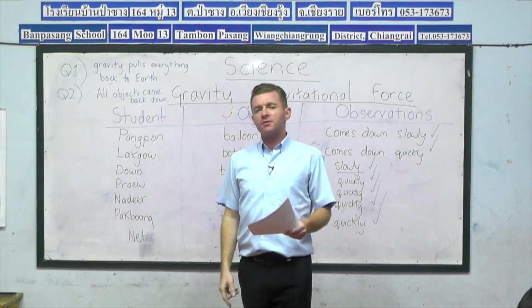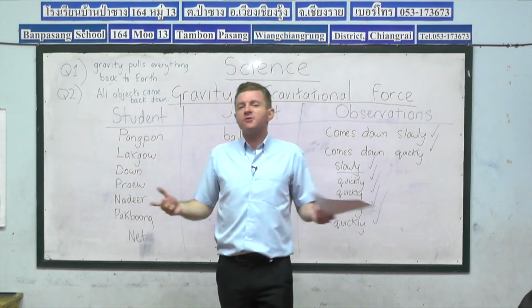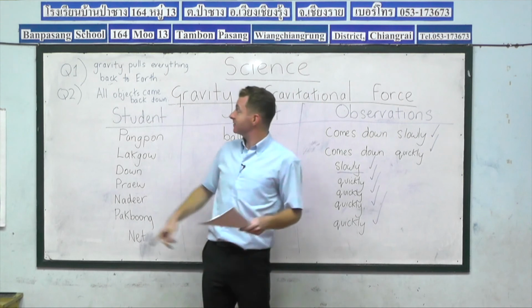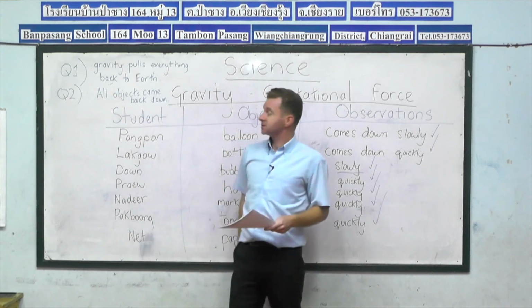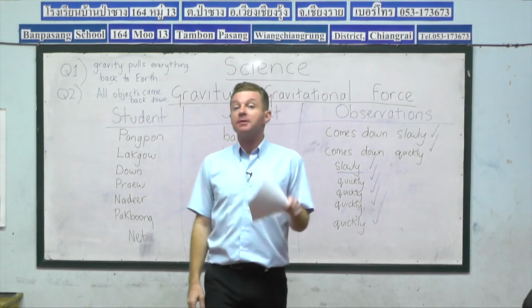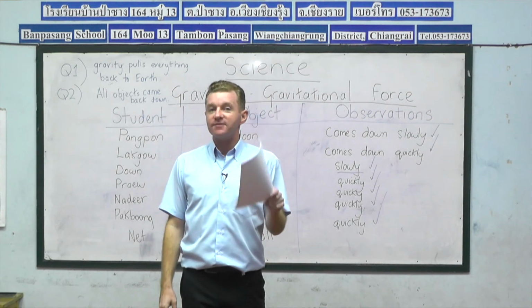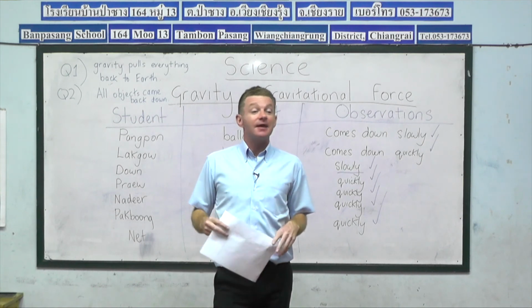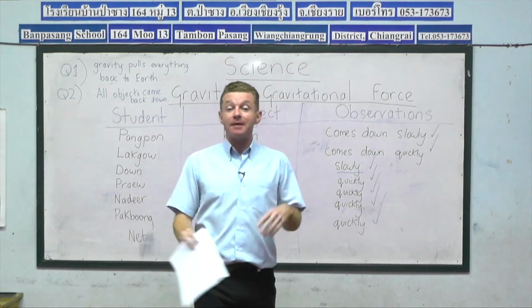And in question number 2, how do we know? What is our evidence? Well, we've seen everything come back down. So we can say all objects came back down. And they came down because of gravity or gravitational force. And that brings us to the end of today's lesson. And guys, that was brilliant. Some great demonstrations too.